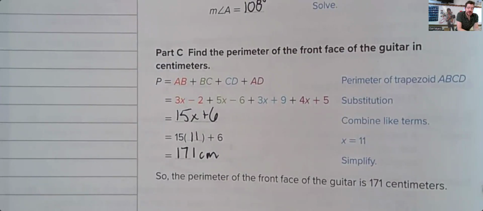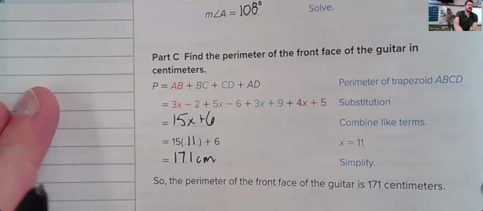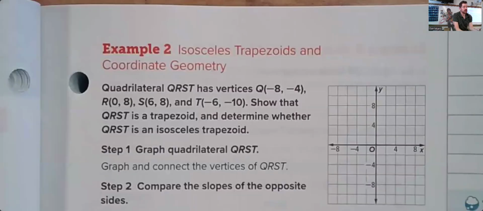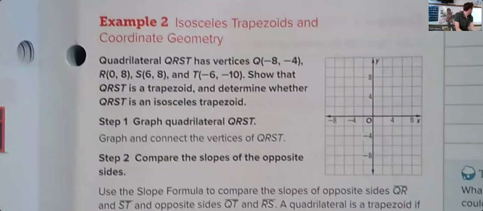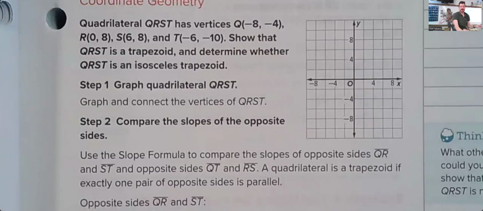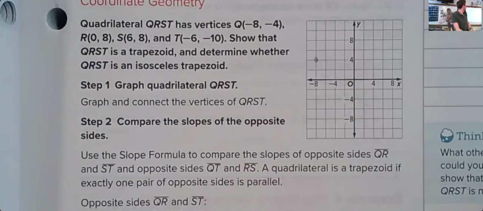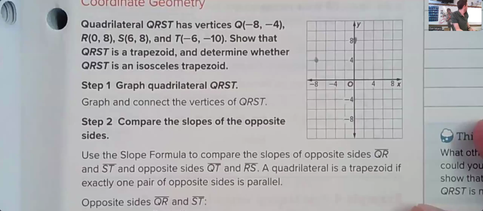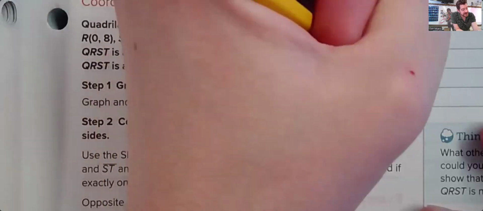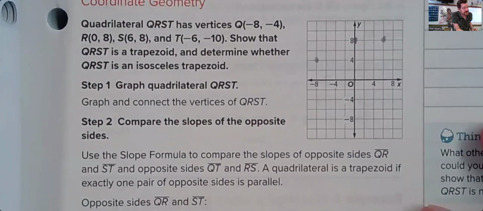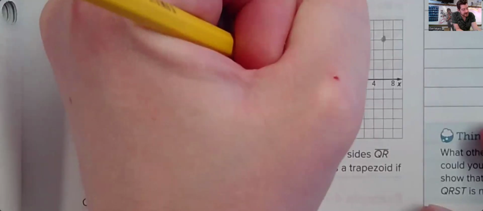Let's do some isosceles trapezoid coordinate geometry, and then maybe we'll have to be done after this one, because this one might take a few minutes. So quadrilateral QRST has vertices at -8, 4. I'm going to use a pencil for this one. -8, 4 at Q. So that's going to be here. So there's Q. R is at 0, 8. So that's up here. S is over at 6, 8. So that's going to be here. And then T is down at -6, -10. So that's all the way right there.